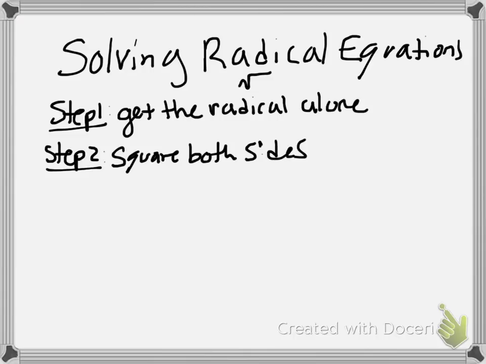Because what's going to happen is the square and the square root are going to cancel each other out, and it's going to make a much easier equation to solve for. And our third and final step is going to be to solve for x. Okay. So, if you need to pause the video, go ahead and pause it. But we're going to do a couple basic examples, and then we're going to look at examples that contain some extraneous type of solutions.